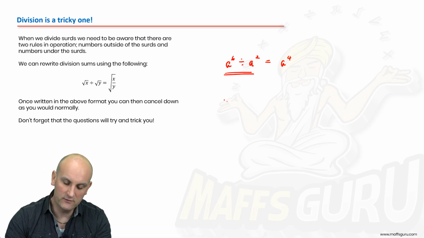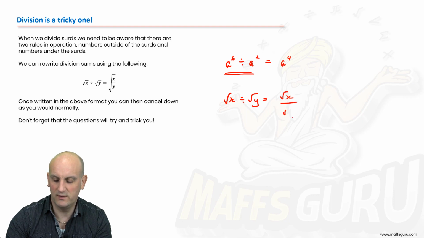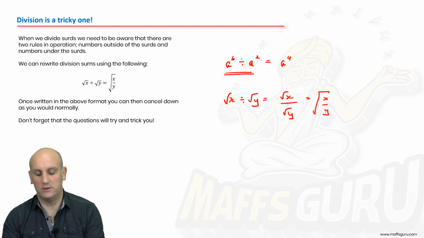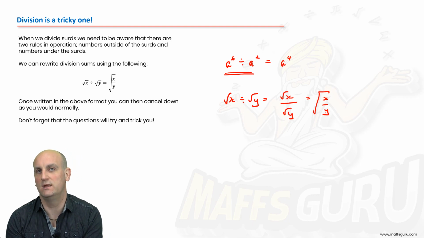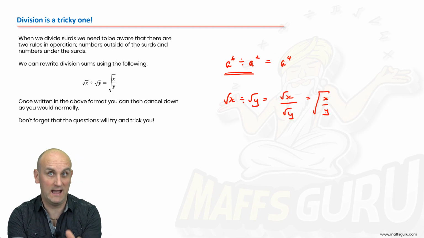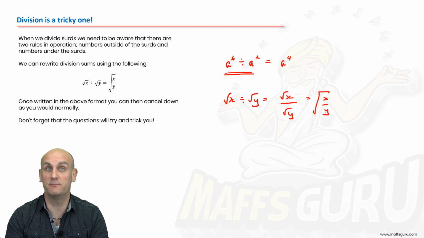And so here, if we have the root of x divided by the root of y, just realize that's the same as the root of x divided by the root of y, and we know that that can become the root of x on y. So pattern spotting in the questions is really, really important. If you can look at the question and see what it is they're trying to trick you with, write it in the format that you're happy with. The rest of it should be child's play.